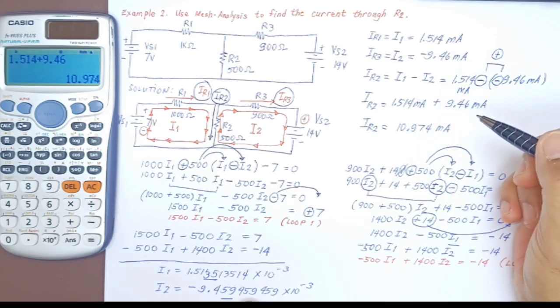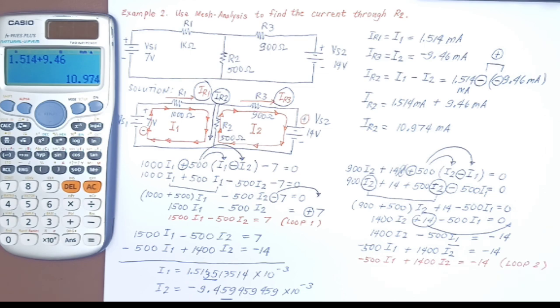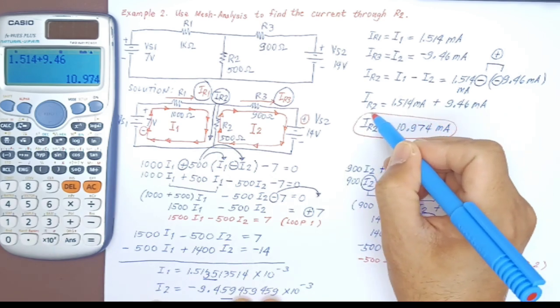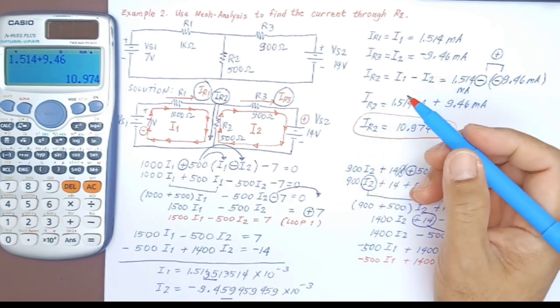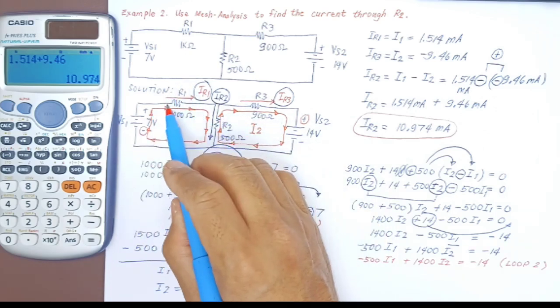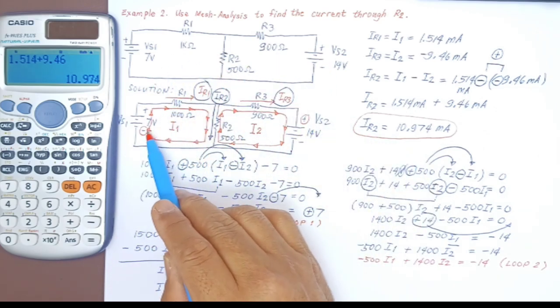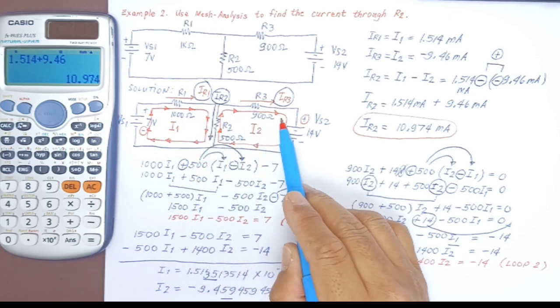Now, if you will remember, or if you watch our other video, we also get the same value for IR2 using another method, the superposition method. So it shows that even if we use mesh analysis, we will still get the same answer. Now again, let's do a review of what we did.